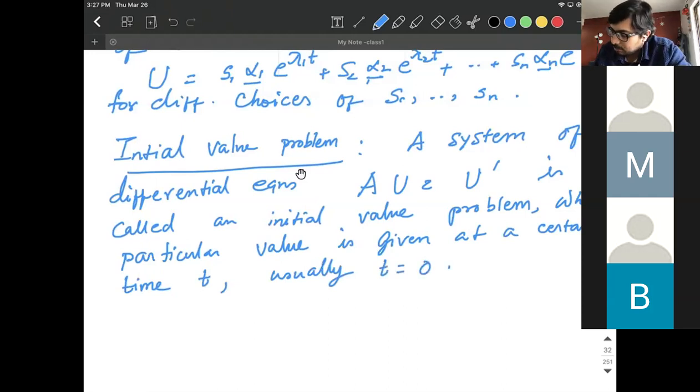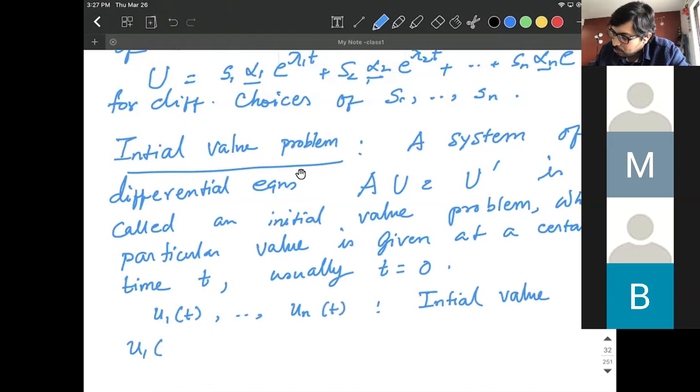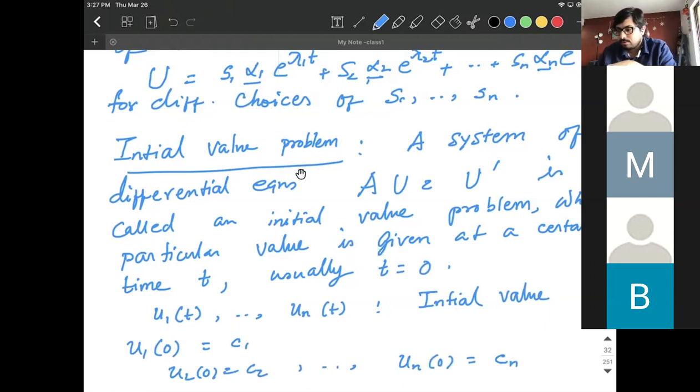So for example, you have u1 up to un. These are the n functions of t. So initial value means the following: you are given u1(0) equals, say, c1, u2(0) equals c2, up to un(0) equals cn. So you're given particular choices for a certain time t. With that constraint, you can solve this.